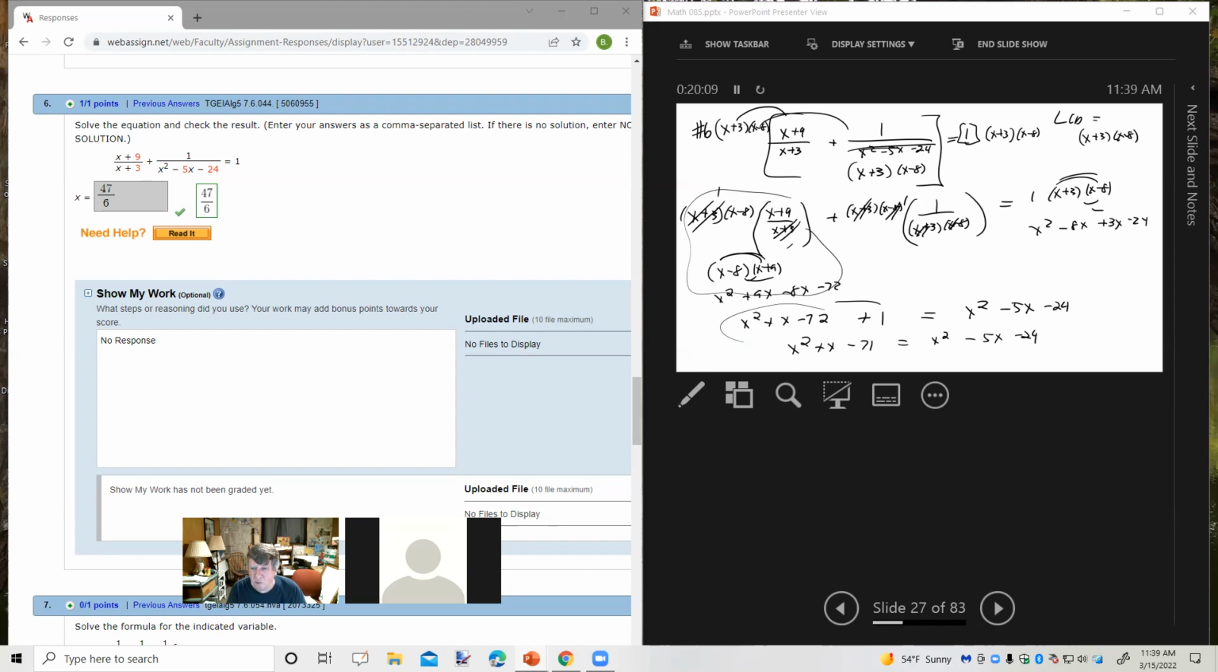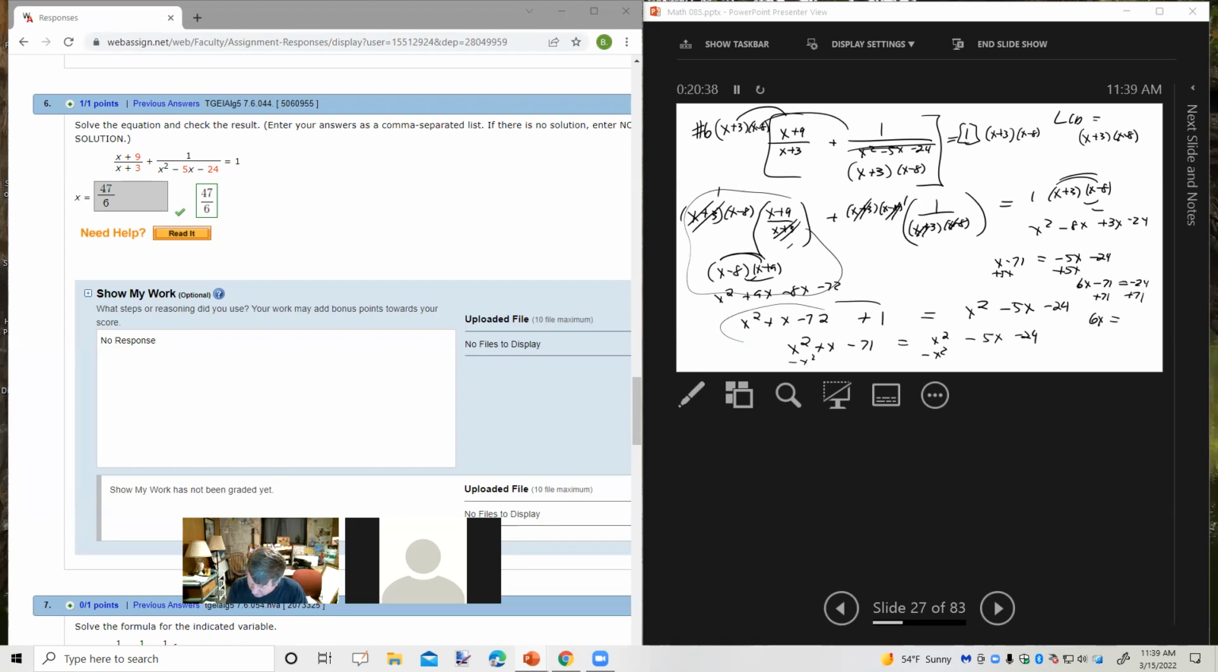I know I'm moving kind of quickly here because I know you've got a lot of questions. Hopefully I didn't make any mistake. We'll find out. I'm going to subtract x squared from both sides. So now I've just got x minus 71 equals negative 5x minus 24. I'll add 5x to both sides, and I get 6x minus 71 equals negative 24. Add 71 to both sides, 6x equals, oh, what is that?